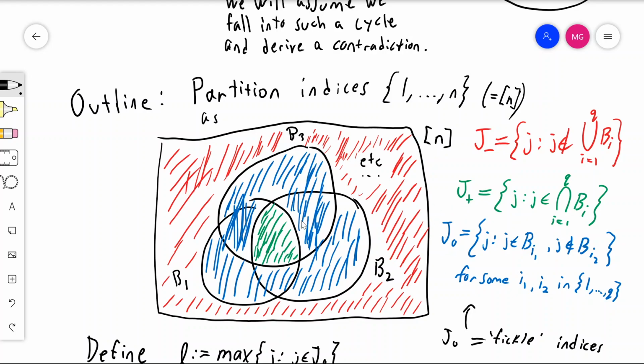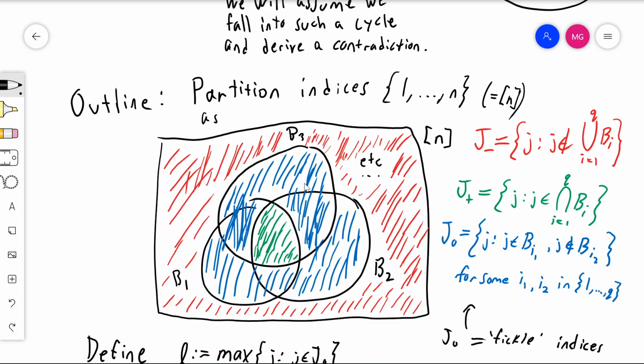And then finally, the most important of these parts is J0. J0 is kind of in between minus and plus, so it's kind of neutral. Anyways, it's the indices that I've written here. It's indices j in that are in some basis B_i1, but are not in some basis B_i2, for indices i1 and i2 in this cycle of indices 1 to Q. Cycle of bases, B1 to BQ, of course. But anyway, what is J0?